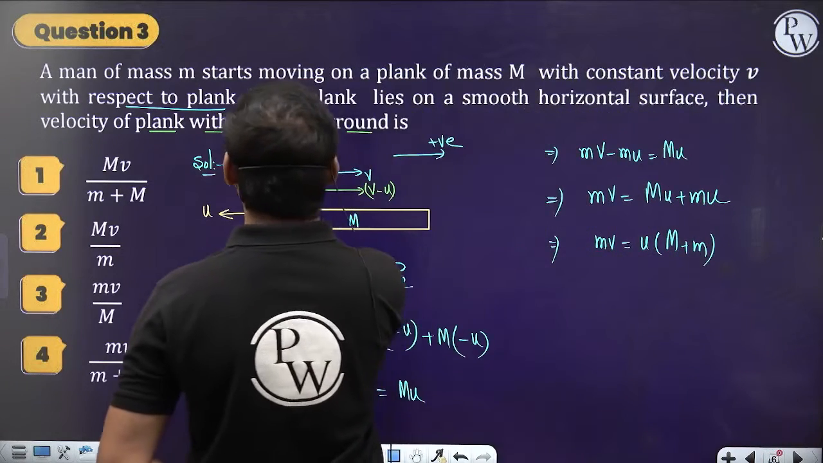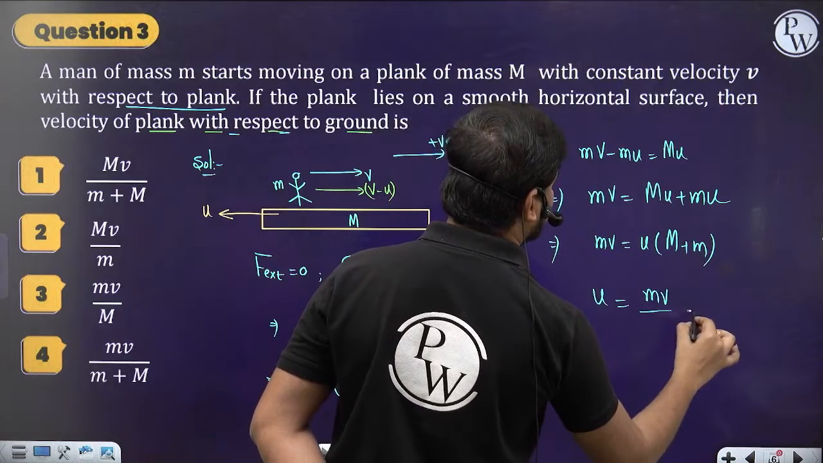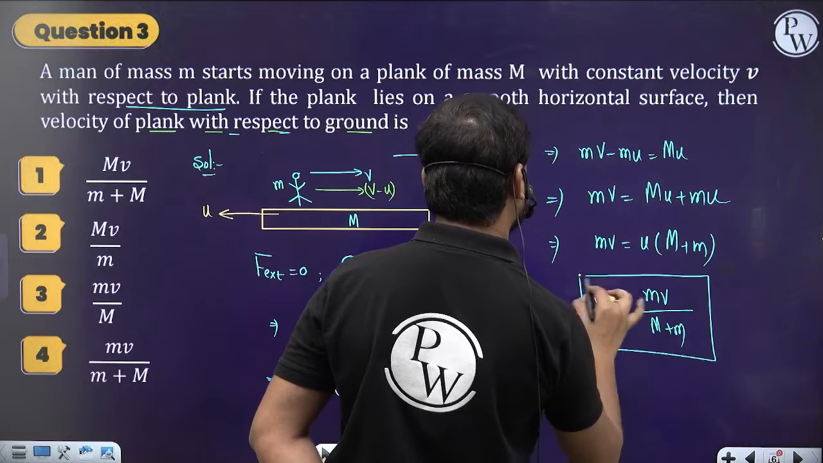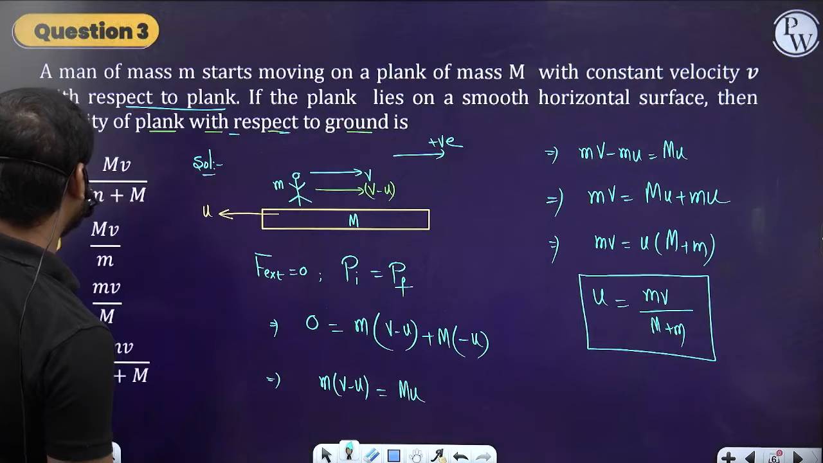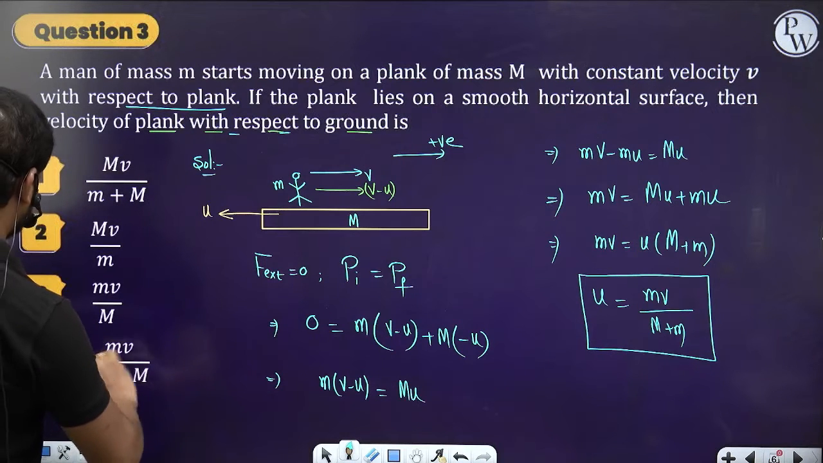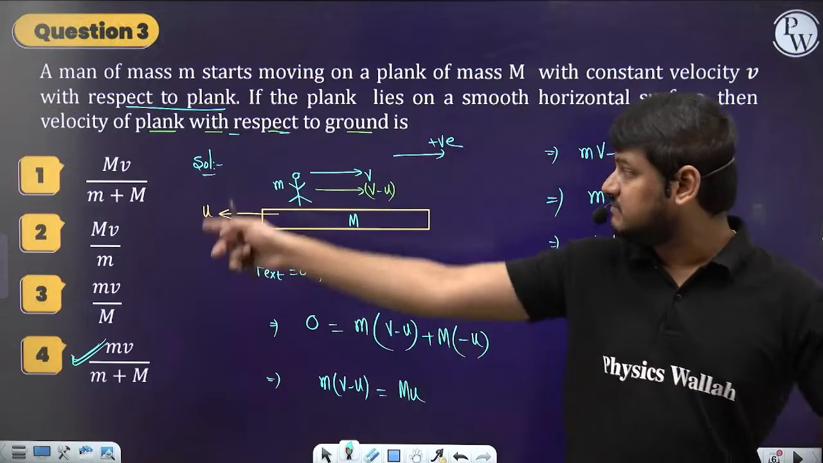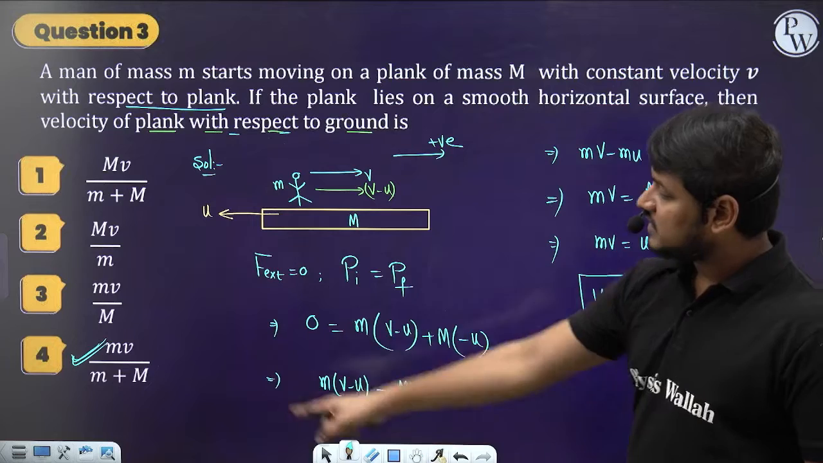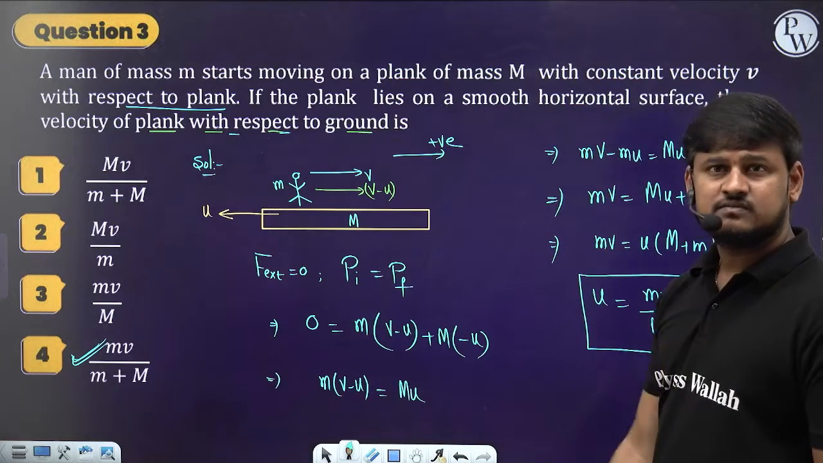The recoil velocity of the platform or plank, u, equals mv by capital M plus small m. The previous question and this one are the same kind of question. So it's small mv by capital M plus small m, right? So option 4, don't put option 1, because here capital M is in the numerator, whereas we got small m. So small mv by small m plus capital M. Understood guys? Clear?